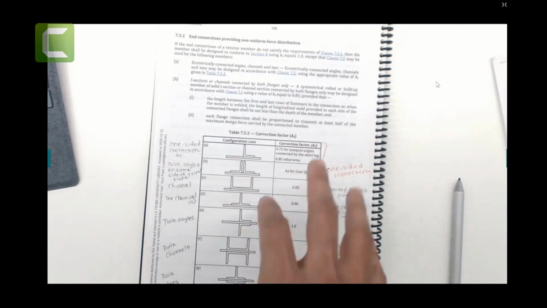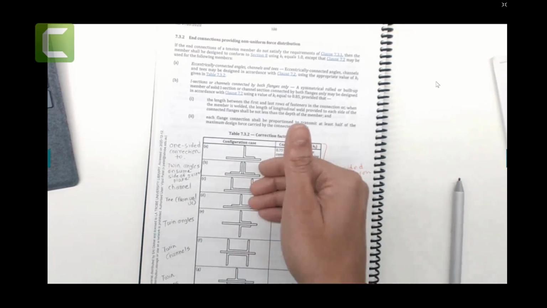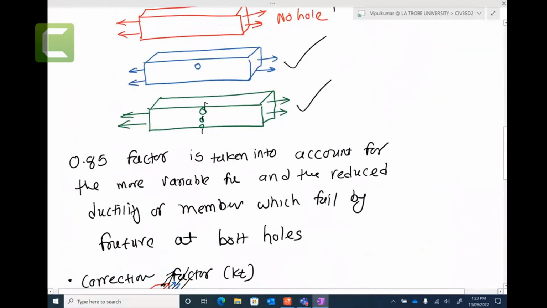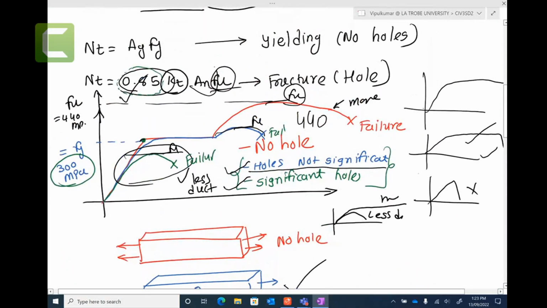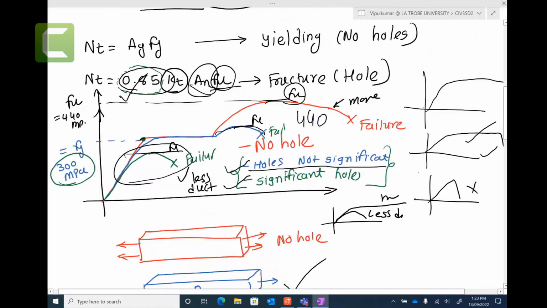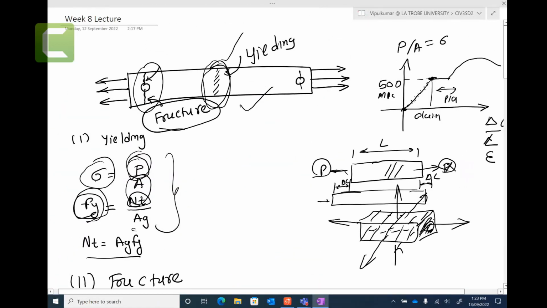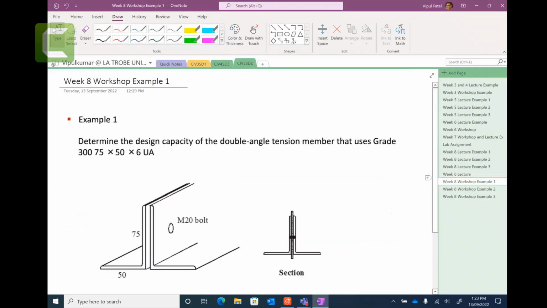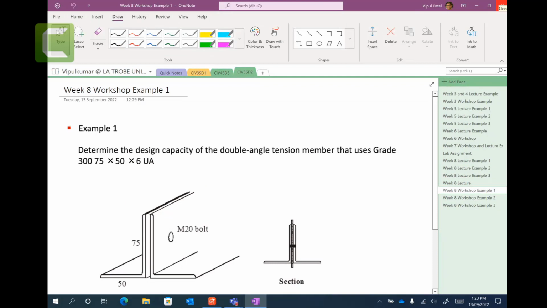Don't write anything on the standards. If you have cheat sheets, you can just put those details on the cheat sheet. But I think it's easy. Once I explain it, it is easy to see that you have just divided two: KT equal to 1 and KT less than 1. Non-uniform stress, uniform stress. All right. So that's the KT story done. And then 0.85 we discussed. Net area we will look at in the examples. All right, any questions? We spent about 15 minutes on revising this before we go on with this exam this way.